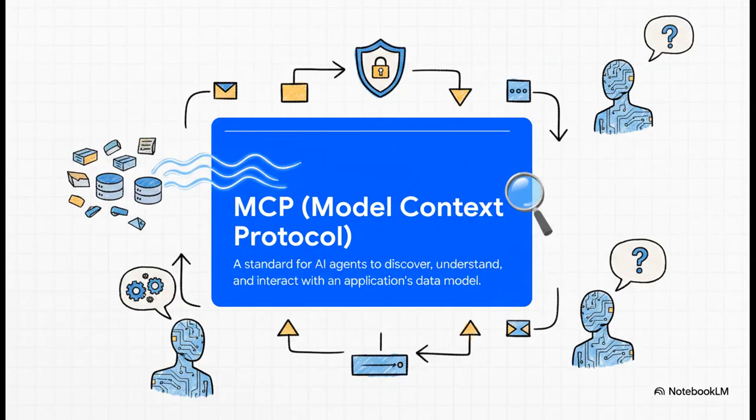So what's the tech behind all this? It's called the Model Context Protocol, or MCP for short. You can think of it as a kind of universal language that lets AI agents ask your app three simple questions. What data do you have? What does it all mean? And how can I work with it?